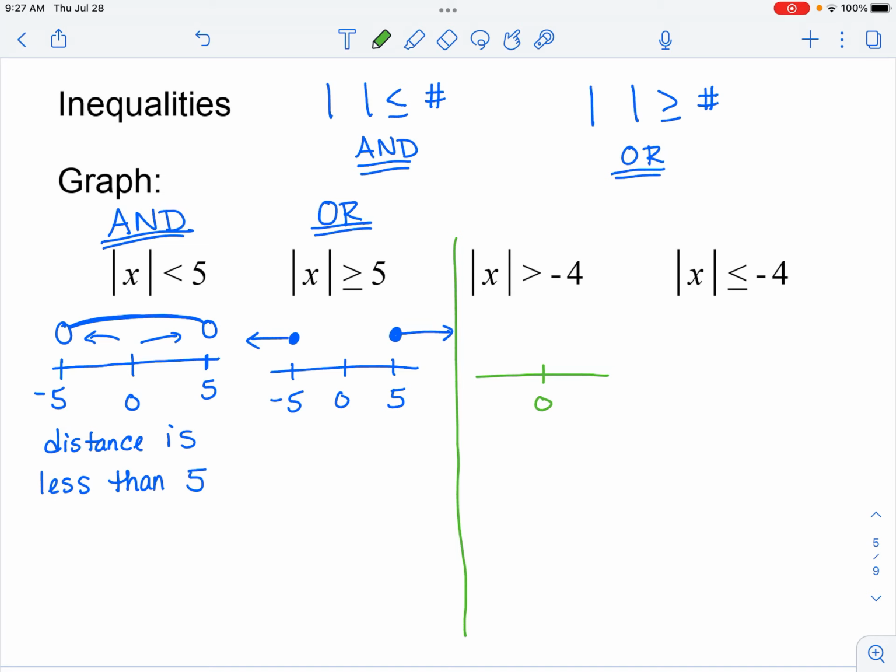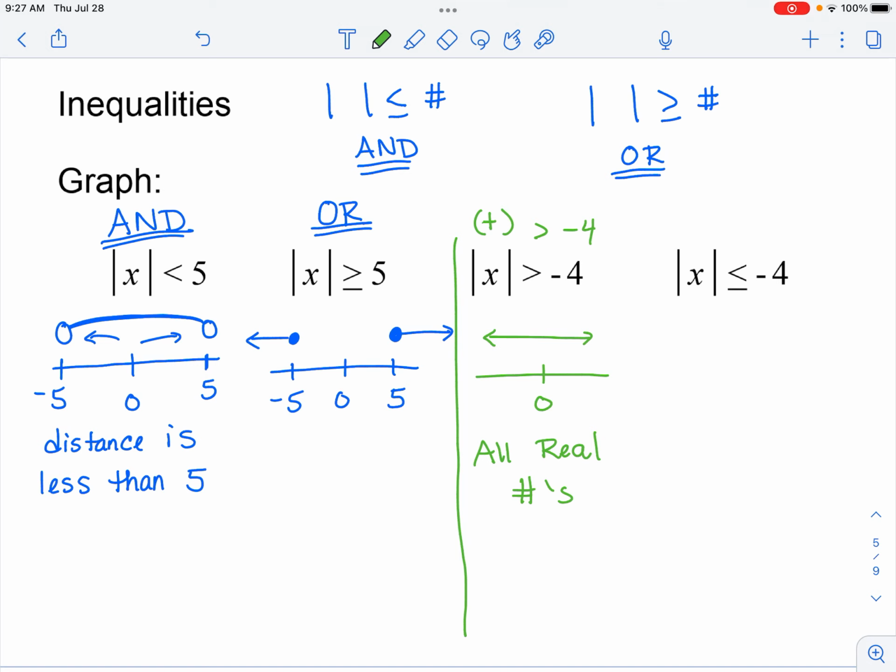Now, absolute value is always a positive number. So I'm saying a positive number is greater than negative 4. Well, isn't that always true? That is always true. It'll work for any x value. This is going to be all real numbers. The absolute value of any number is positive, other than 0. But even 0 is bigger than negative 4, along with all the positive numbers being bigger than negative 4.